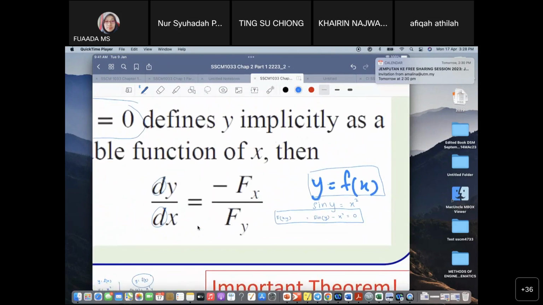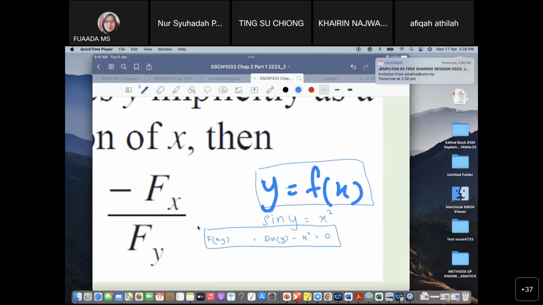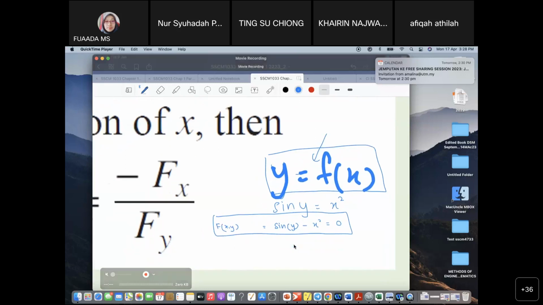Dia minta you cari dy over dx. Okay, kenapa kat sini dia guna dy dx? Sebab tadi saya define asalnya y is a single variable. Sebab tu kita panggil dy over dx. Dia ada satu je variable. But untuk implement formula ni, you kena assume you rewrite the given function equal to 0. Bila dah you samakan dengan kosong, you bagi nama baru untuk dia, which is, dia jadi capital F function. So sekarang ni, y dan x dia sama level. They are independent variable. So baru you boleh implement partial derivative.